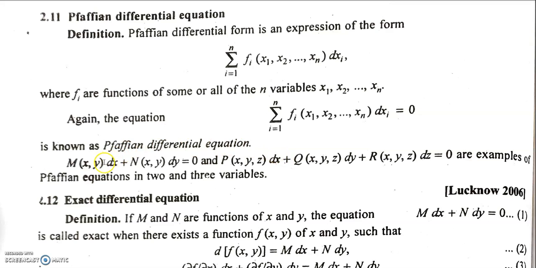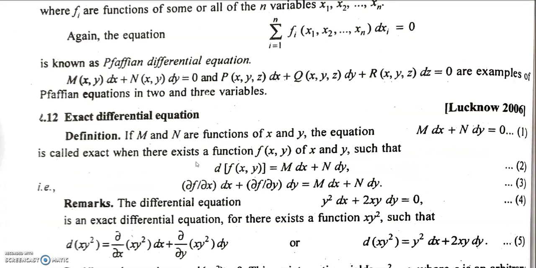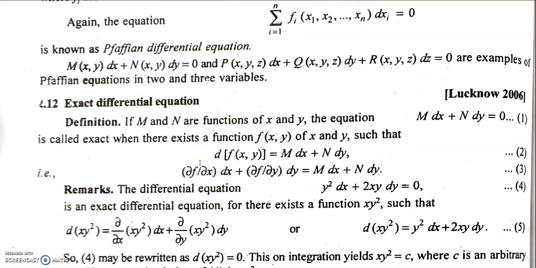Suppose there is a function M of two variables x, y, then its differential with respect to the first variable dx, plus N(x,y) with respect to the second variable dy, equal to 0. Now consider a Pfaffian differential equation of two variables, and let us check what we mean by exact differential equation.